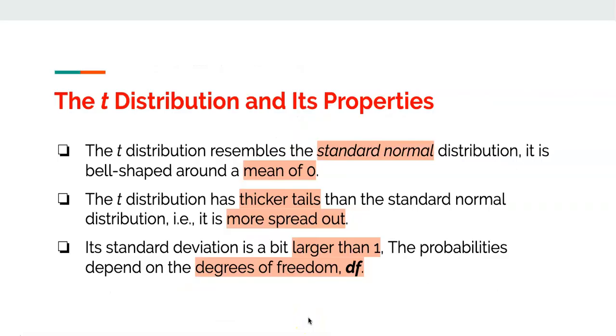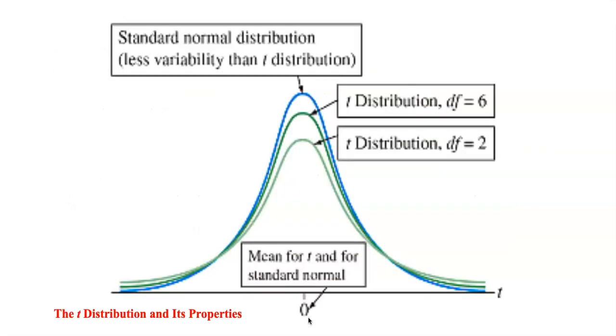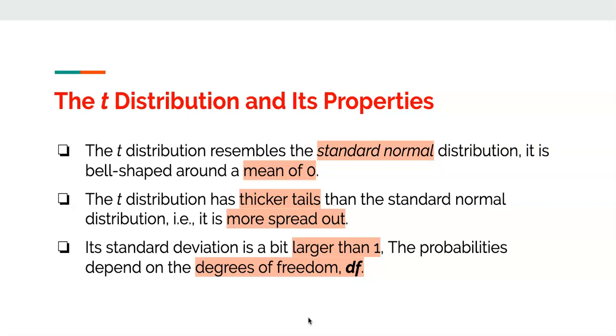Okay? Now let's talk about the t-distribution and its properties a little more. The t-distribution resembles the standard normal distribution. You notice how they look almost the same, right? They are very similar. It is bell-shaped around a mean of 0, just like the standard normal distribution. But the t-distribution has thicker tails than the standard normal distribution, and it is more spread out. It has more variability. Its standard deviation is a bit larger than 1. That's what creates this more spread.